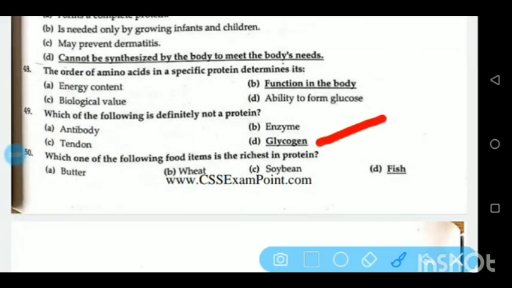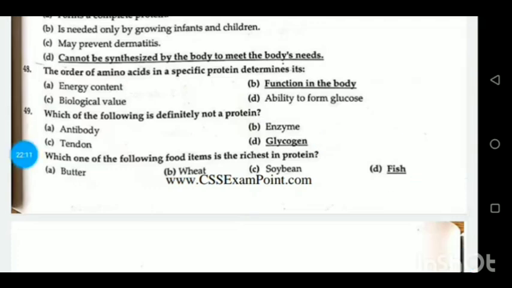Which of the following is definitely not a protein? Glycogen. Which one of the following food items is the richest in protein? Fish.